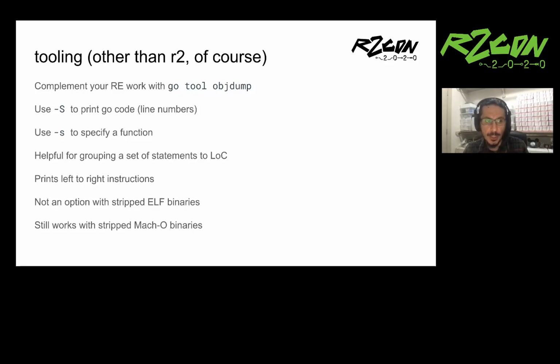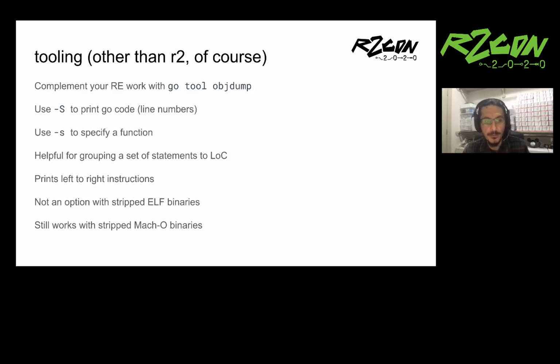So if you use the uppercase S flag, you will see Go code. Typically, you will see line numbers next to the assembly code, which is pretty useful. You can use the lowercase s flag to specify a function, and the tool will do a grep-based search on the function name that you indicate with the flag to disassemble that particular function for you.